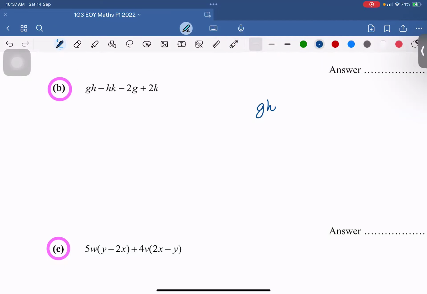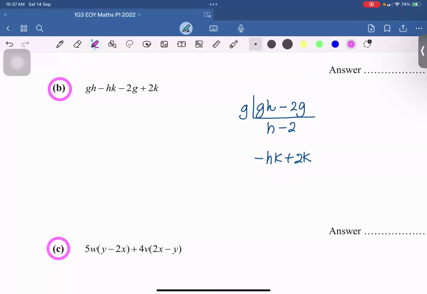Negative 2G. Okay, can negative 2G, thank you. So if for Haki, he chose GH with negative 2G, that means automatically the other pair will be negative HK with positive 2K. So I have 2 groupings over here. First group, divide out our common factor. So first common factor is G. I'm left with H minus 2.